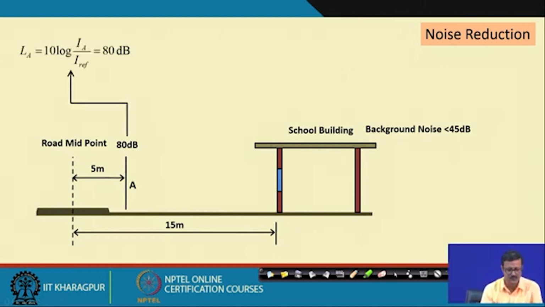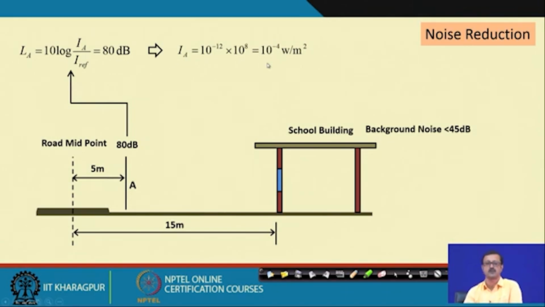So, at the mid level, if there is some noise, at 5 meter from the midpoint of the road it is 80 dB. So, I can find out the L R is 80 by virtue of this equation, and I am trying to find out the sound intensity level at this particular point A. And the sound intensity at this particular point A, by virtue of this equation, I found is 10 to the power minus 4 watt per meter square.